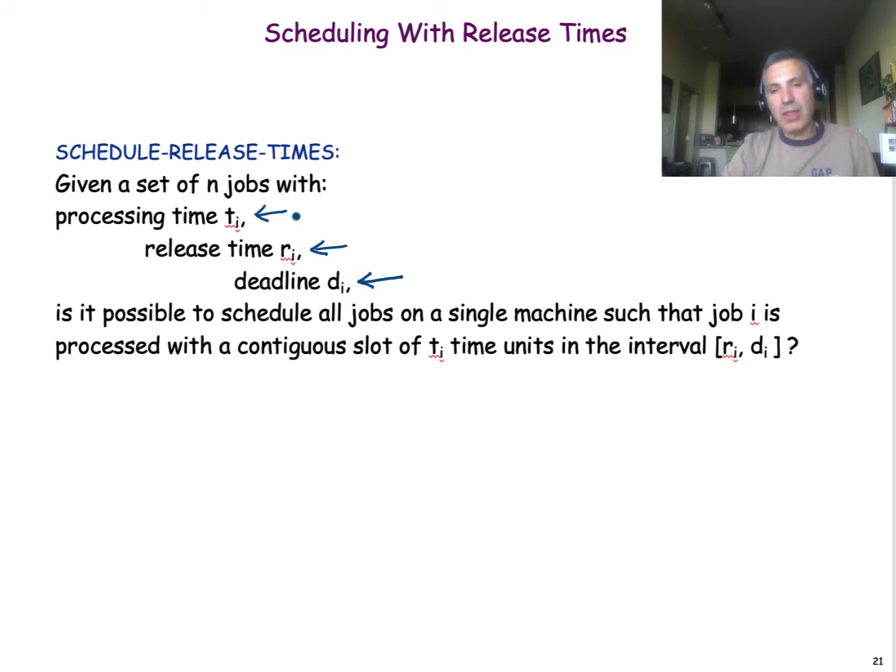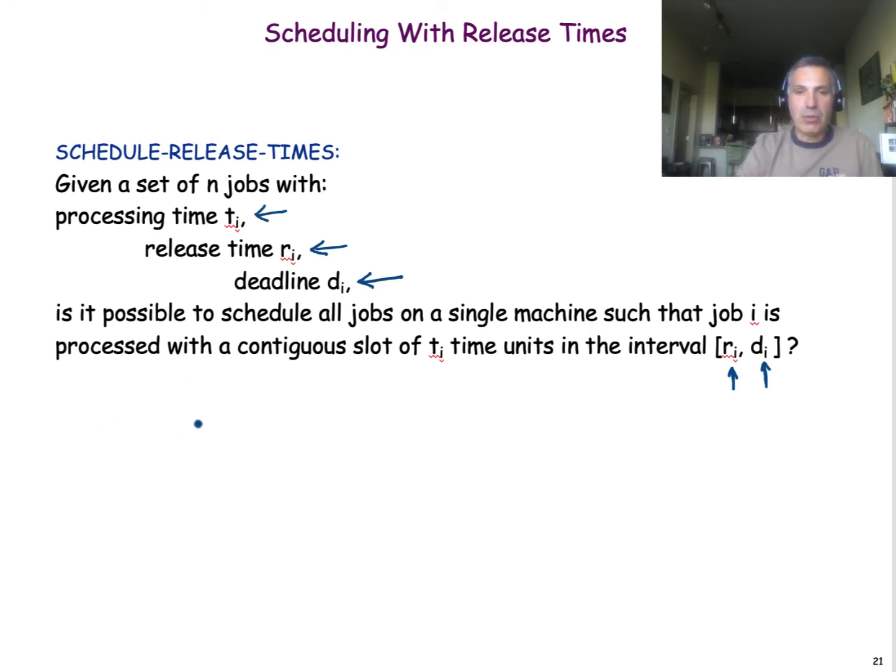And so the question is, if you get these n jobs, is there a way to schedule them on a single machine, a single resource, so that every job i can be processed between the time it is released and its deadline without interrupting it? So it's not okay to start working on a job and then interrupt it to execute another job and then go back to the previous job.